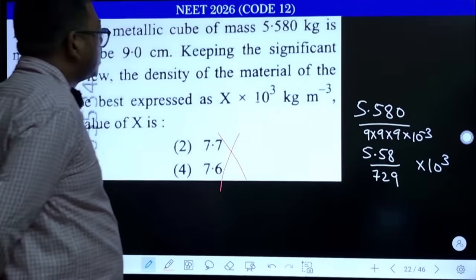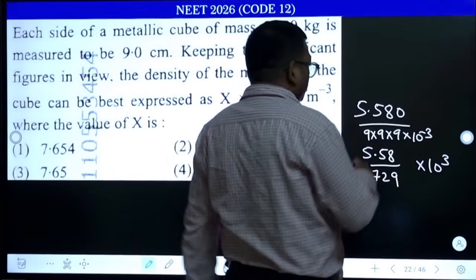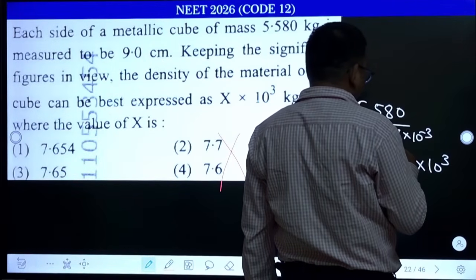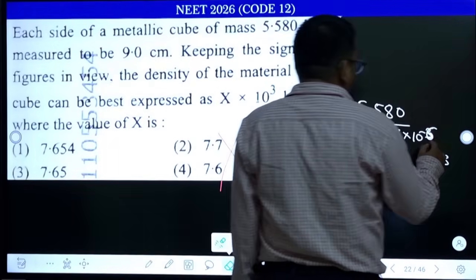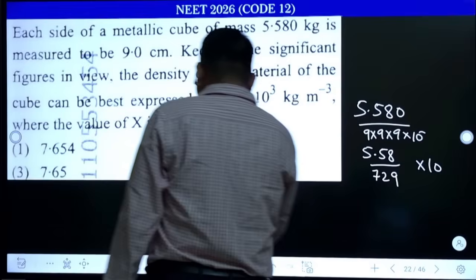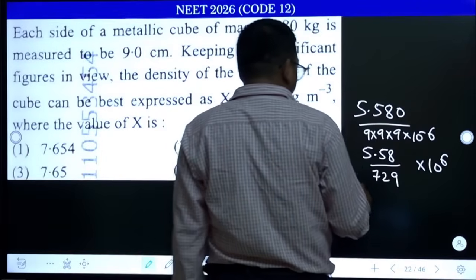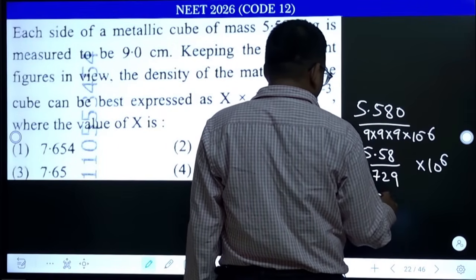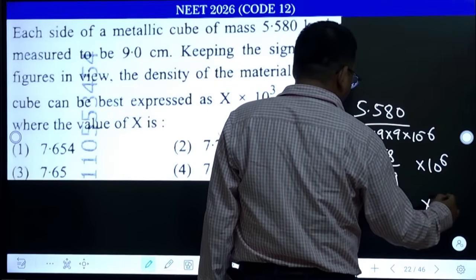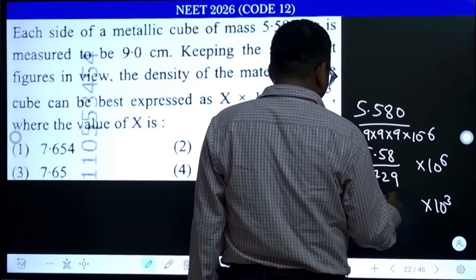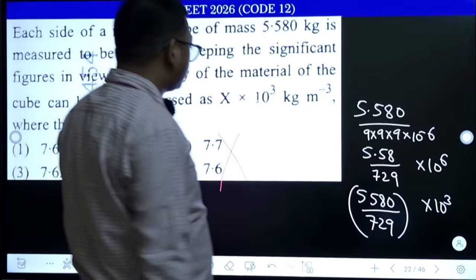10 to the power centimeter it is, right? Sorry, 10 to the power minus 2, minus 2, minus 2, minus 6 it will come, right? So here it will come minus 6. So 5.58, or 3 factors you remove. So 5580 by 729. This calculation only you have to do.